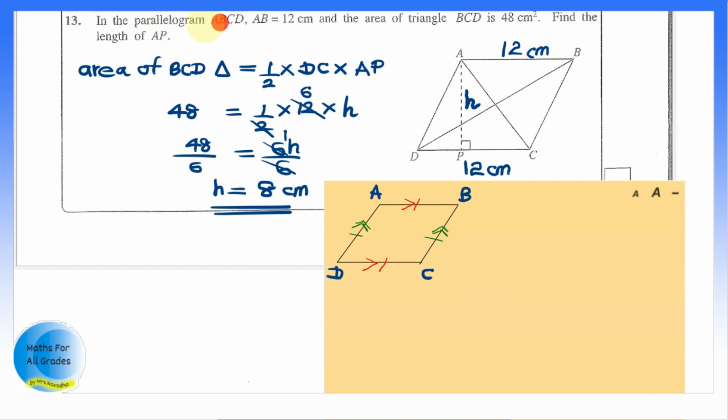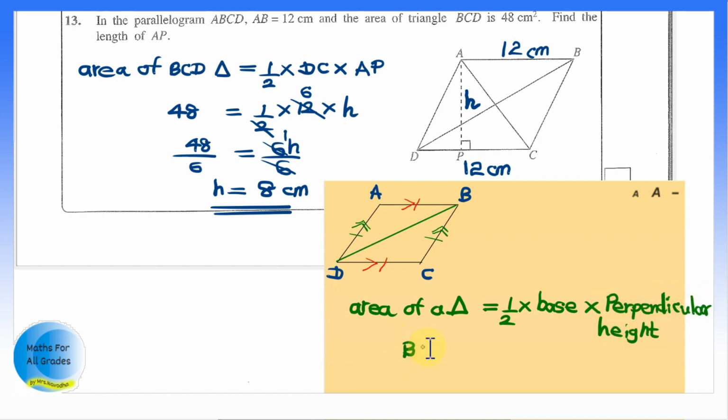The given ABCD figure is a parallelogram and here they have given AB length is 12 centimeters. That's why we wrote 12 centimeters here, because opposite sides are equal to each other. And the next thing you should know is how to find the area of a given triangle. Remember this formula, area of a triangle is equal to half times base times perpendicular height.